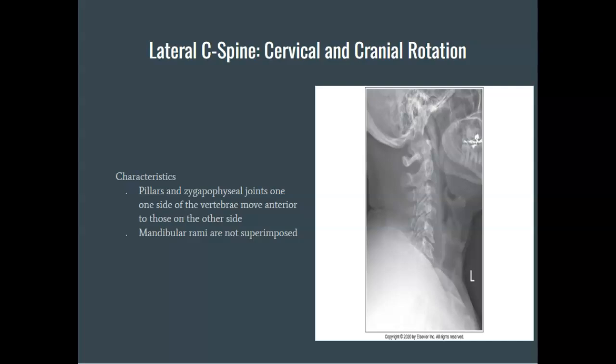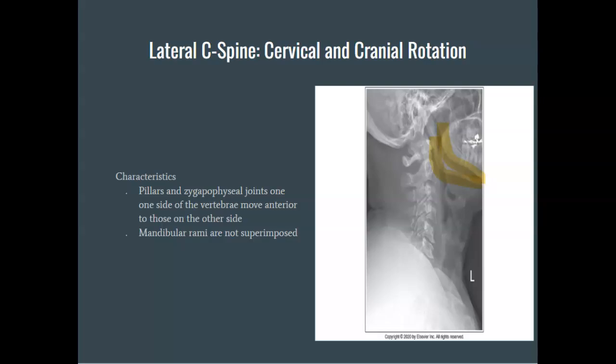In this first projection, we wanted to determine cervical and cranial rotation, and how do we determine that? The first thing you want to look at is the mandibular rami. If one appears to be not superimposing the other, then there's an indication of some rotation here. And you can see that these mandibular rami are not superimposed here.